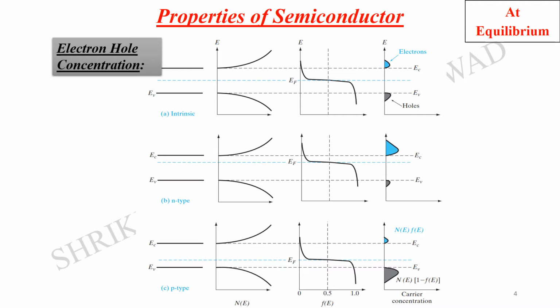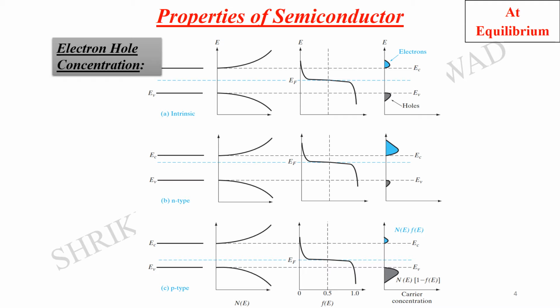On the other hand, you can see over here that N of E decreases: the electron concentration decreases in the valence band and increases in the conduction band, right? You can see over here the probability function is rapidly decreasing in the valence band and rapidly decreasing in the conduction band as well.